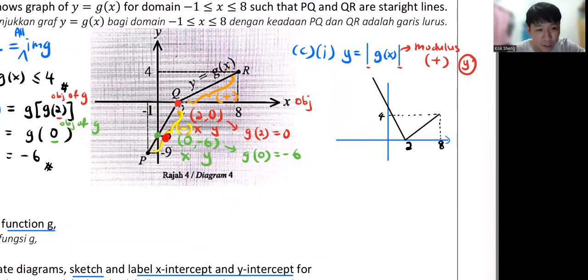This is -6. If you reflect, it becomes +6, right? It should be higher than 4. You can see that here. So here it will be 9 after you reflect, and here will still be the same, -1. Yeah, that's the graph. For the modulus, all the y values become positive.